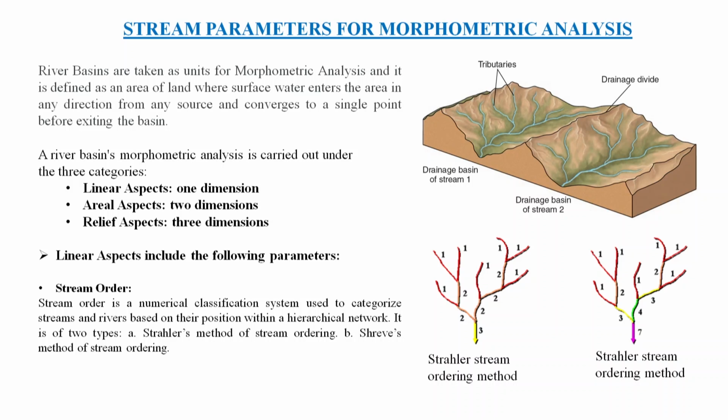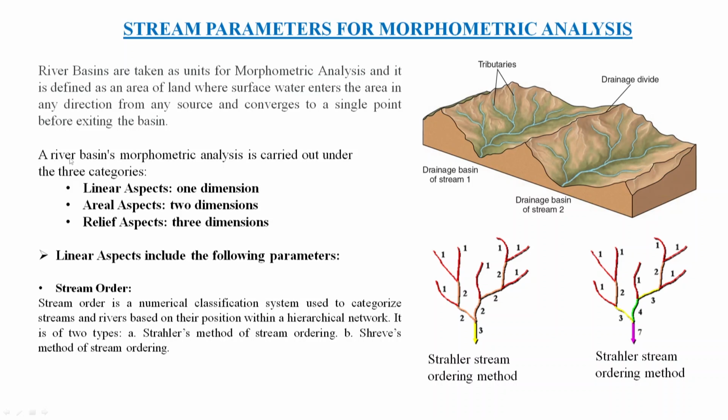River basins are taken as units for morphometric analysis, and a basin is defined as an area of land where surface water enters the area in any direction from any source and converges to a single point before exiting the basin. Here you can see there is a drainage basin, and a divide which separates the two drainage basins. These are the several tributaries, or lower order streams, which are combining to generate a higher order stream. We will be coming to that.